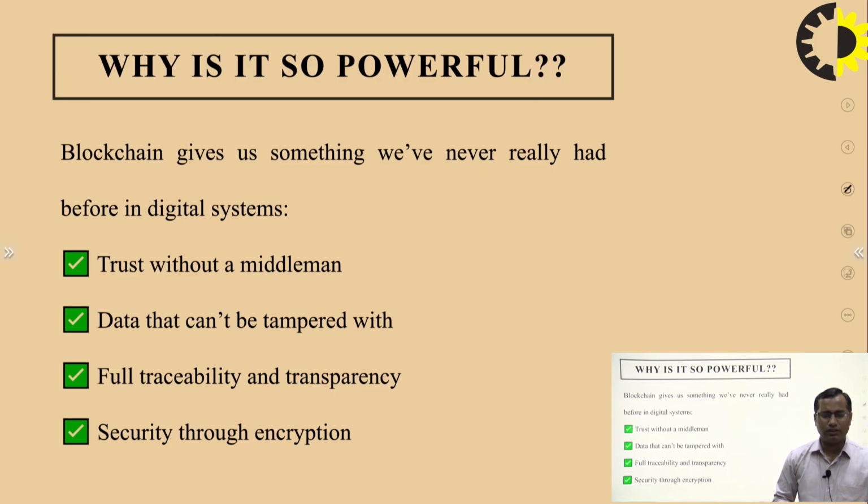But if the central authority is manipulated in some way, the whole transaction may fail or be manipulated. That means we have to place our trust in some trusted authority who can manage our transactions. But what blockchain gives us is trust without a middleman. There is no middleman involved in this process.